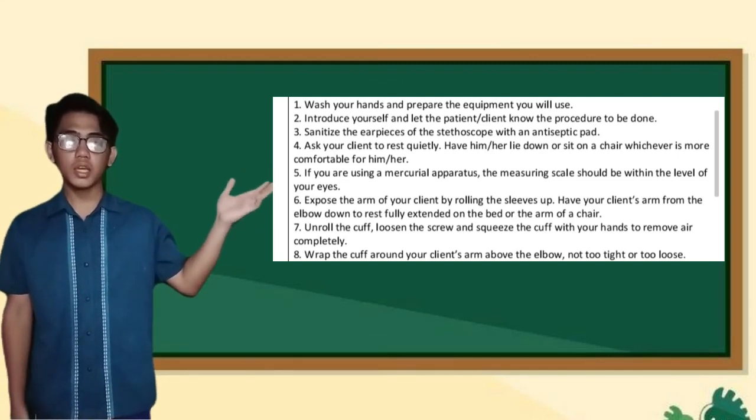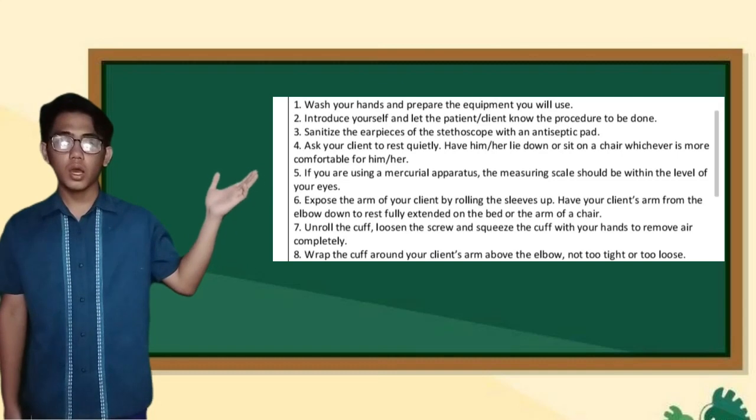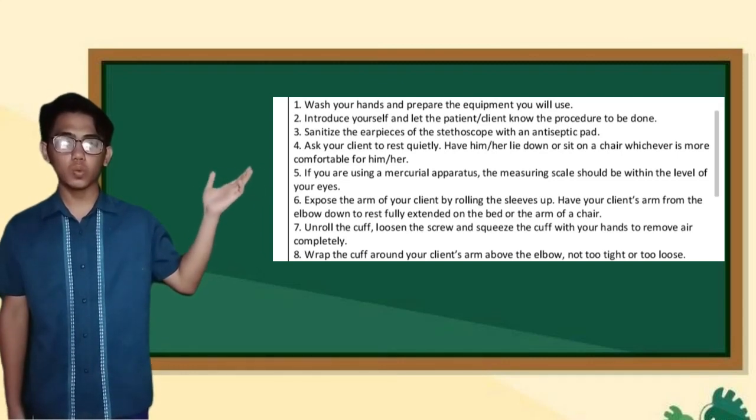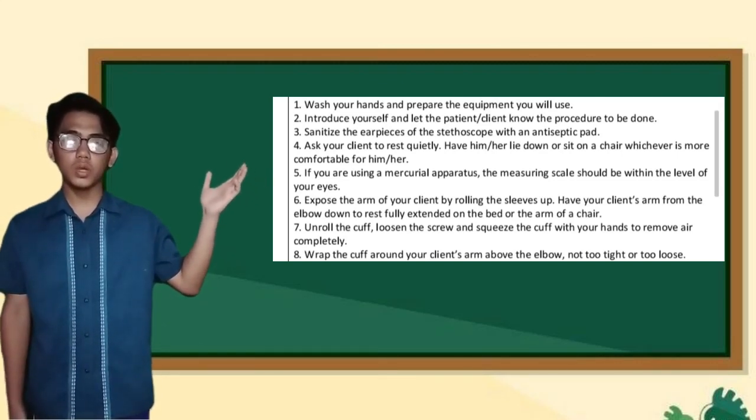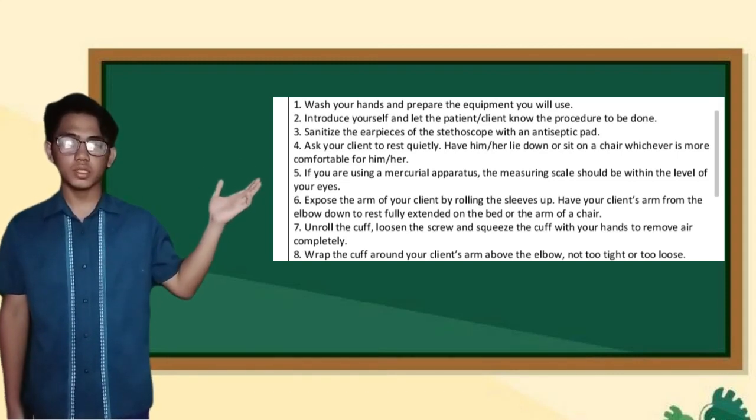Third, sanitize the earpieces of the stethoscope with an antiseptic pad. Fourth, ask your client to rest quietly. Have him or her lie down or sit on a chair, whichever is more comfortable for him or her. Fifth, if you are using a mercurial apparatus, the measuring scale should be within the level of your eyes.